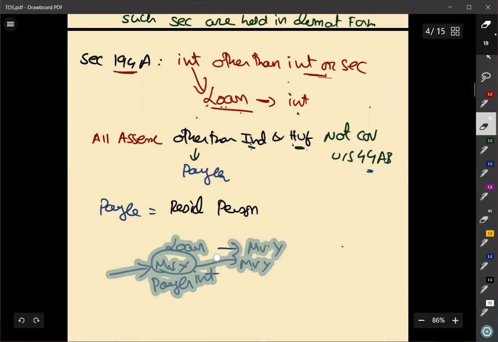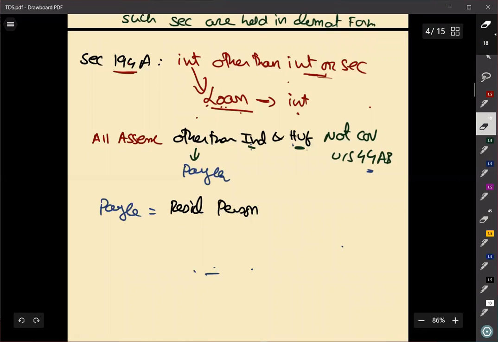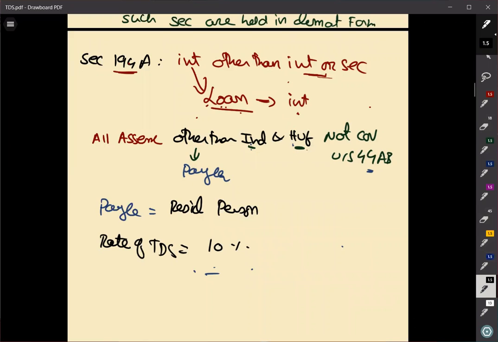So again, to repeat, for this section the payer can be any person, but not an individual or HUF. This section is also applicable to an individual or HUF if the same person is covered under something called tax audit. And the payee for section 193 and section 194A should always be a resident. Then the rate of TDS is the same as 193, meaning what? 10%. Whatever interest you pay, 10% is the rate of TDS which you are supposed to deduct.